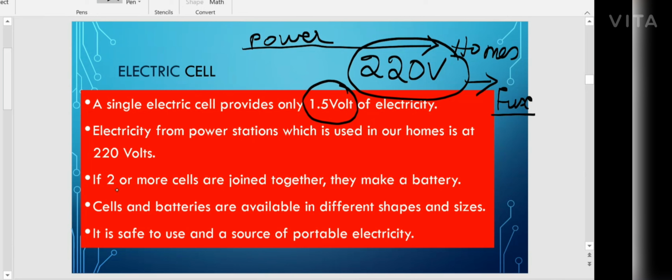Okay, so here we have cells and batteries in different shapes. You can select what kind of shape or size can be selected, and it is safe to use as it is a portable form of electricity. Portable means it can be carried from one place to another.